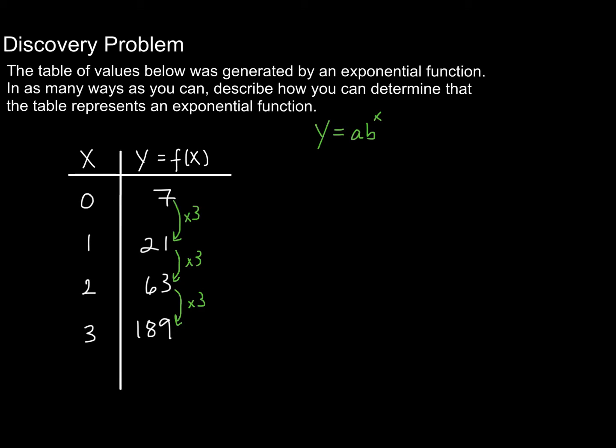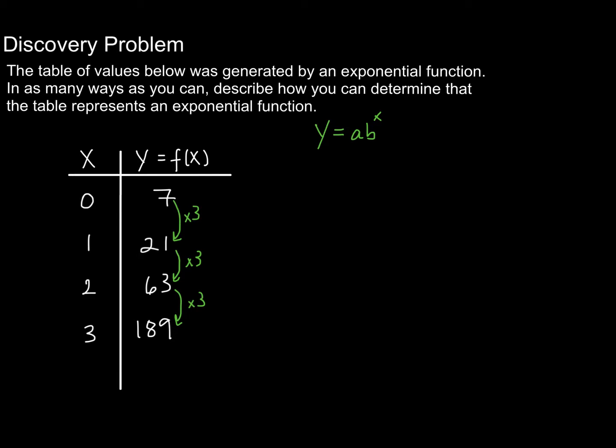But there's another way that I can figure this out. Remember that the rate of change of an exponential growth function will increase as the domain increases. So if I compute the average rate of change between, for example, 0 and 1, and the average rate of change between 1 and 2, and the average rate of change between 2 and 3, I should be seeing that average rate of change increasing. And if it's increasing, that's a good hint that an exponential function would be a great function to model this data with. So let's go ahead and do that.